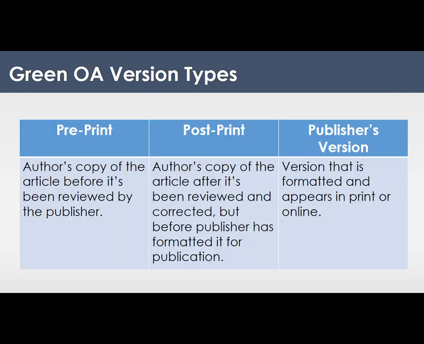As mentioned, Green OA allows for a specific version of the article to be self-archived, and the version allowed is generally stipulated in the publishing agreement. It may be a preprint, which is the author's copy of the article before it's been reviewed by the publisher; a postprint, the author's copy of the article after it's been reviewed and corrected, but prior to final formatting for publication; or the publisher's version, the final version of the article as it appears in the journal.